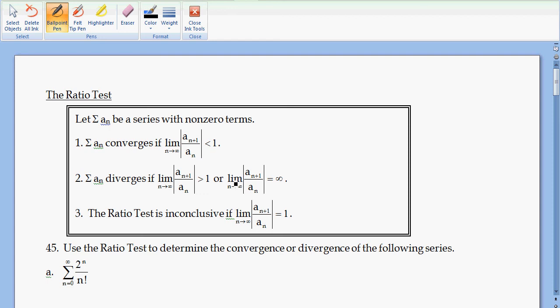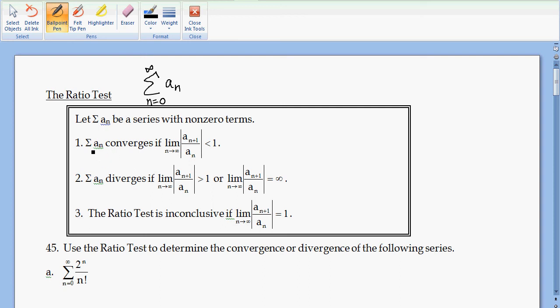Okay, we're going to be looking at the ratio test now. Since the ratio test uses ratios, we of course want to make sure that the denominator is never 0. So you'll note in the ratio test that it says the series should have non-zero terms. And notice here that this is just shorthand for what you usually see with bounds, saying from n equals, say, 1 or 0 to infinity of a sub n. So this is just shorthand.